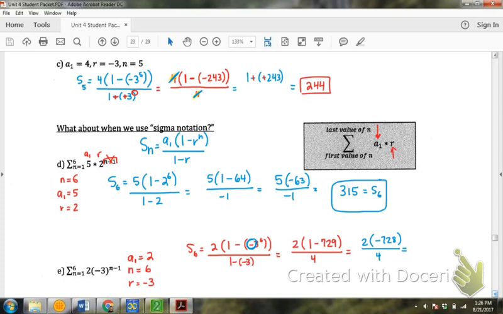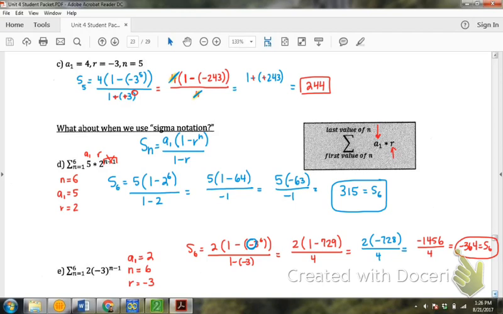But 2 times negative 728, negative 1456, divided by 4. Braxton's paper says 364. Does anybody else get negative 364? Yeah. Equals S sub 6. So yes, it is possible to get a negative number. It is possible to get a negative number as you're doing this, but you have to be really careful when your R value is negative. Questions about this, guys?